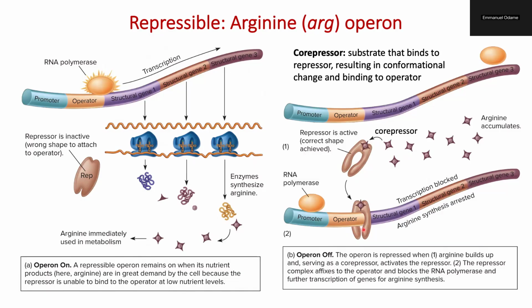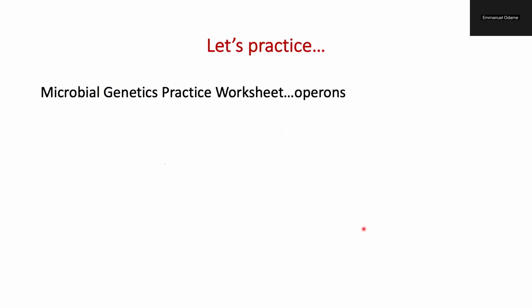So I hope this explains the two types of operons. First is the inducible one, where you need the substrate to be present for transcription to happen. And then we have the repressible one, where you need a substrate to be present to block transcription. So practice more in your microbial genetics practice book.